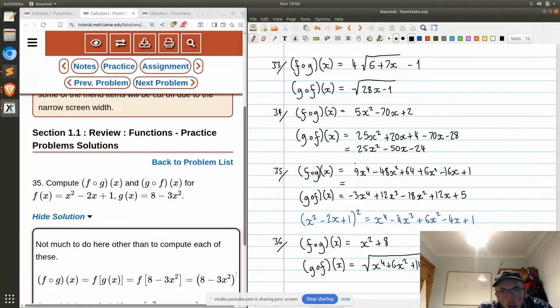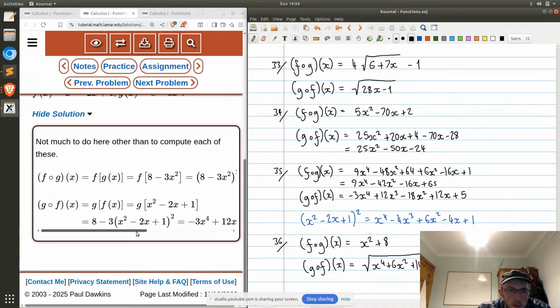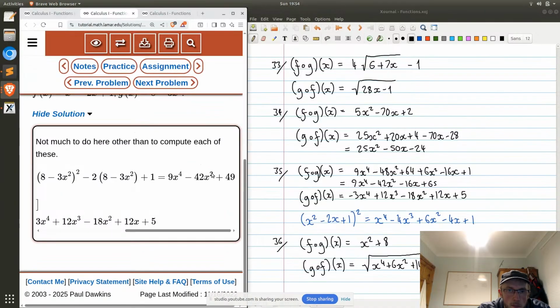Okay, so it should be 9x to the 4 minus 42x squared minus 16x plus 65, is it? Still not quite right.